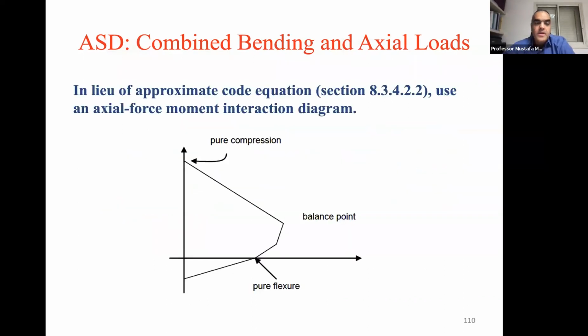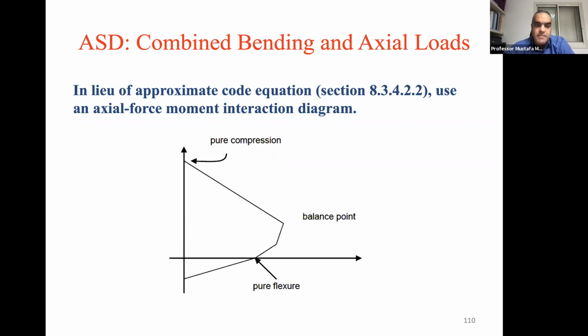Okay, so in lieu of these approximate code equations, you can use what we discussed, these two checks for combined loading. You can construct an interaction diagram showing the axial load in the vertical axis, and then the bending flexure in the horizontal axis, and then we have the balance point here. So if you do that, then you can check your load if it's within the interaction diagram or not. And this is something that we know also from concrete.